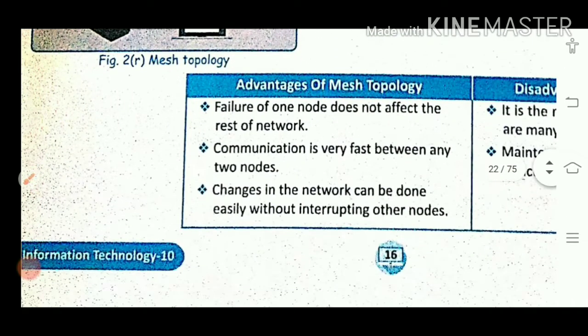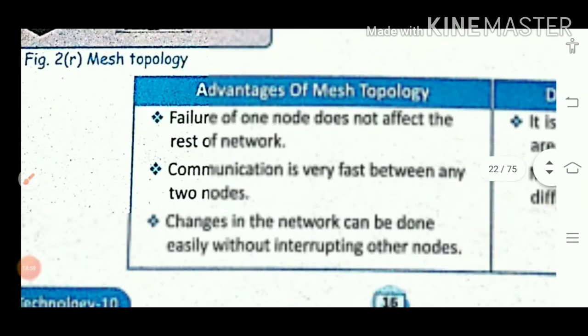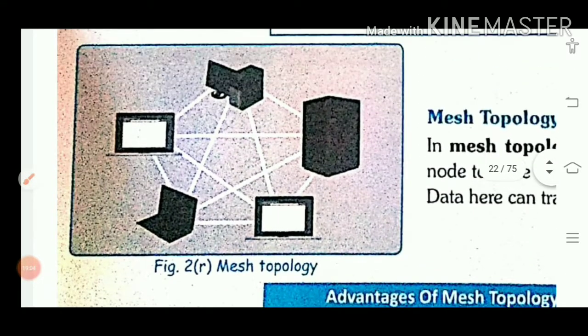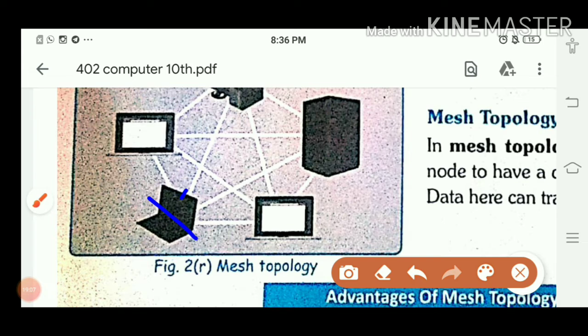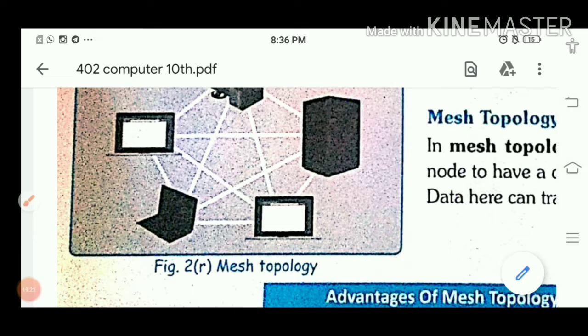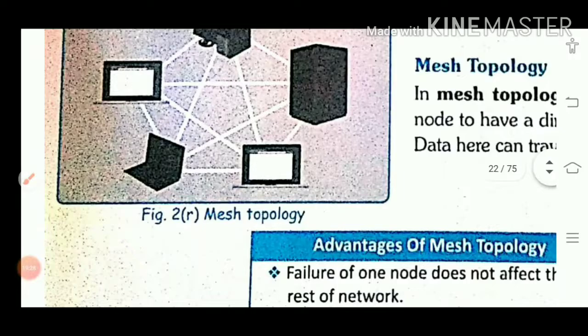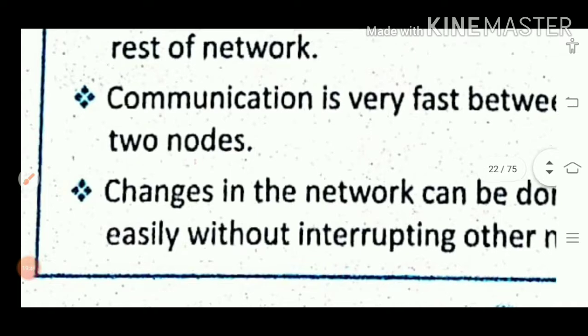ठीक है, so what is the advantage of this mesh topology? That failure of one node does not affect the rest of the computers in the network. एक भी नोड अगर खराब हो गई then no problem, rest of the nodes they all are already connected to each other, ठीक है, तो they will directly deal with each other, so there is no problem if any node fails. Next advantage is communication is very fast between any two nodes. Obvious है that every node is connected to every other node, so communication is very fast, directly they are connecting, directly they are taking data.